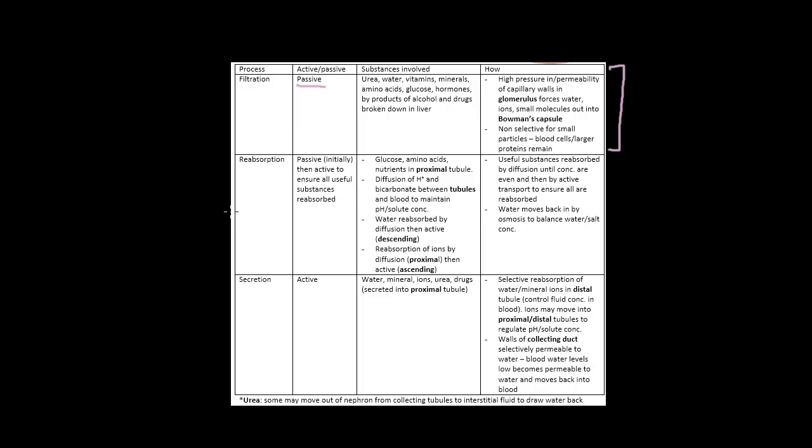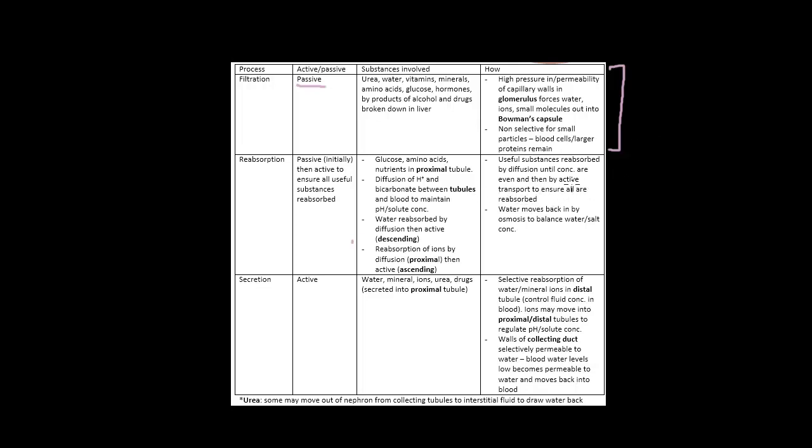So anyways, moving on to the next process, we've got reabsorption, and that is passive initially and then active to ensure all substances are reabsorbed. I'm not going to read this out, I'm sure you guys can do it yourselves. It's just basically all the things that are actually involved in the reabsorption stage. And how? Useful substances are reabsorbed by diffusion until concentrations are even, and then by active transport to ensure all are reabsorbed. So that's basically saying that substances are reabsorbed by diffusion, and then by active transport using ATP.